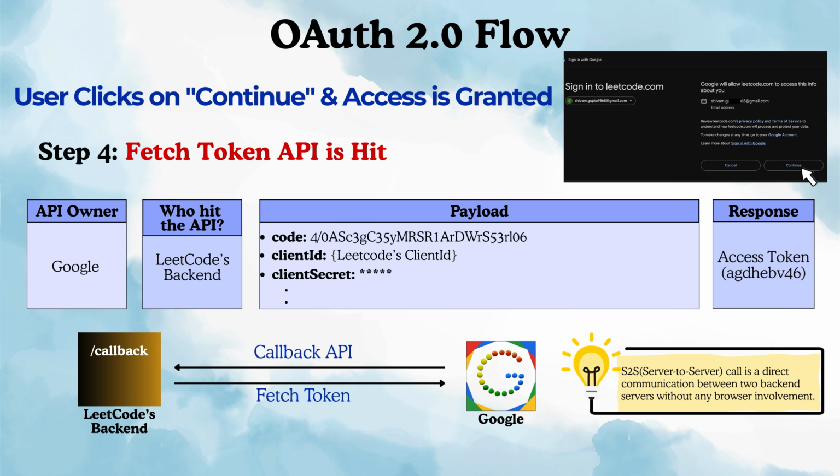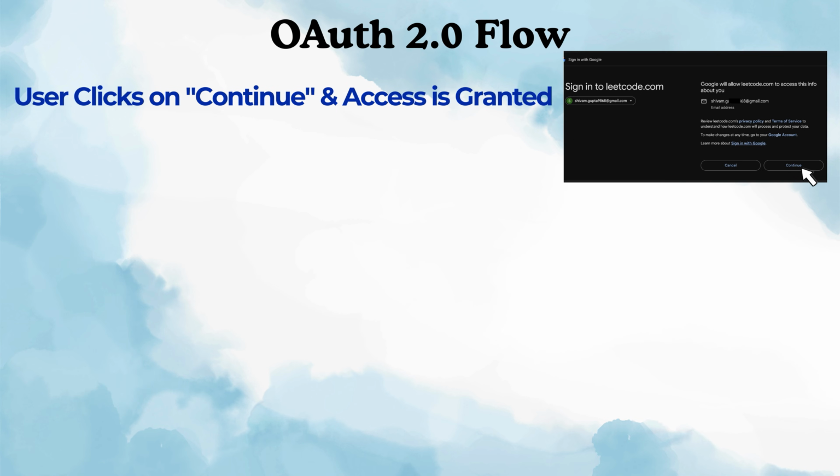I'll repeat. LeetCode's backend server hits Google's fetch token API, and in the payload, it sends the authorization code, the client ID, and the client secret. And in the response of this API, the access token is shared to LeetCode by Google. Now still, LeetCode does not have information about the user's profile or the user's email. It only has the access token. But using this access token, it can get this information.